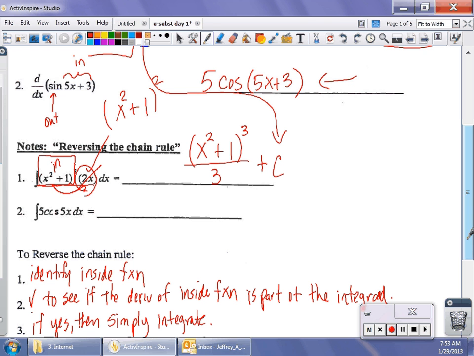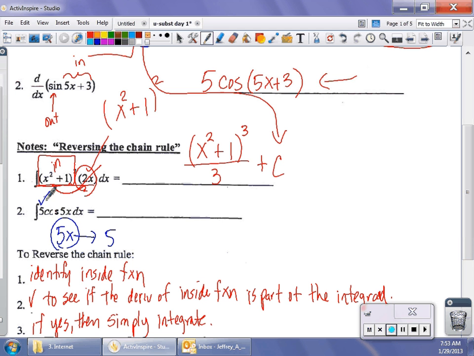And let's follow our little handy-dandy steps here. The first thing we're supposed to do is identify the inside function. So the inside function in this problem is 5x, it's the angle. Then, second thing, check to see if the derivative of the inside function is part of the integrand. Well, the derivative of 5x is 5, and we see that it is part of the integrand.